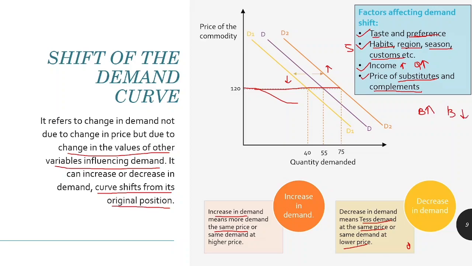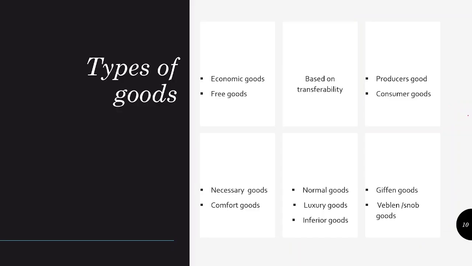The next topic of this video is types of goods. So there are many types of goods. There are economic goods, free goods. Now goods are also classified on the basis of transferability. Then there are producer goods, then consumer goods, necessary goods, comfort goods, normal goods, luxury goods, inferior goods. Then very important, that is Giffen goods, Veblen or snob goods. So let's try to understand what are these one by one.